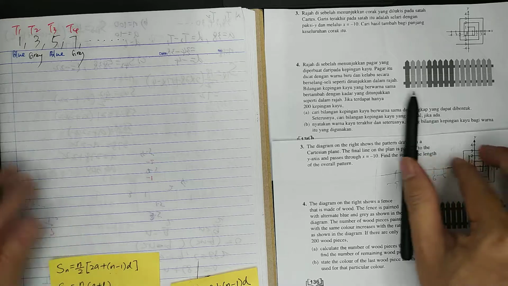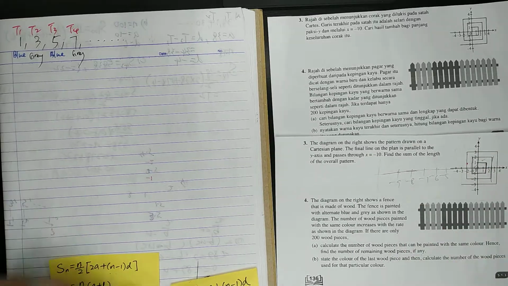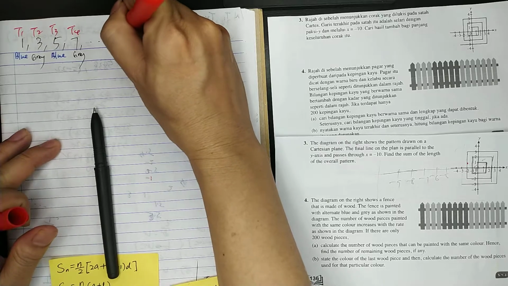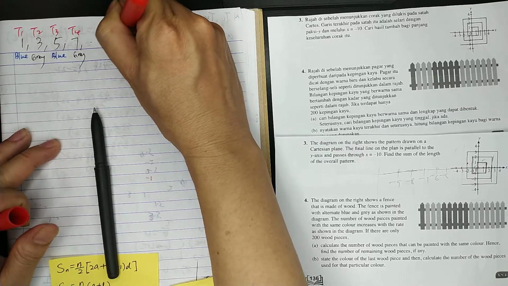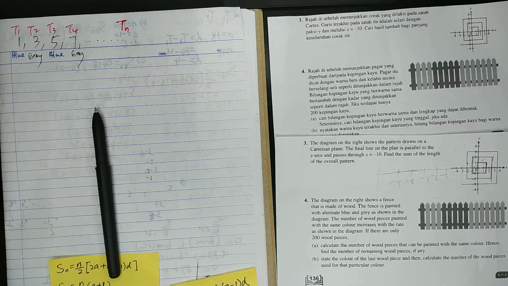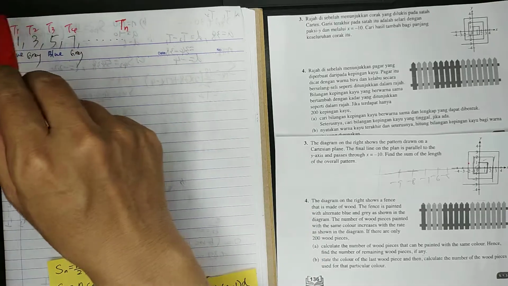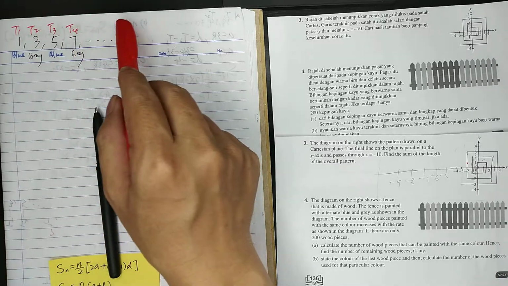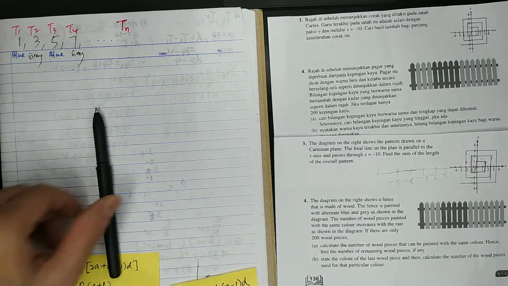So we know the A. First we find the A. How many terms can we form? So we need to find the Tn. Kita cari Tn. How many terms kita boleh bentuk? Up to how many terms can T1, T2, T3 be the same color, T1, T2, T3, T4, T up to Tn? What is Tn?